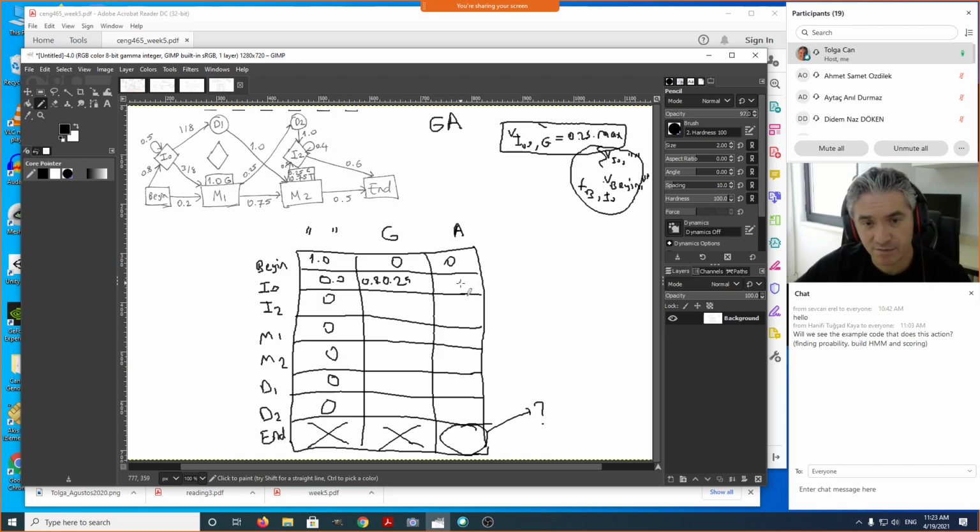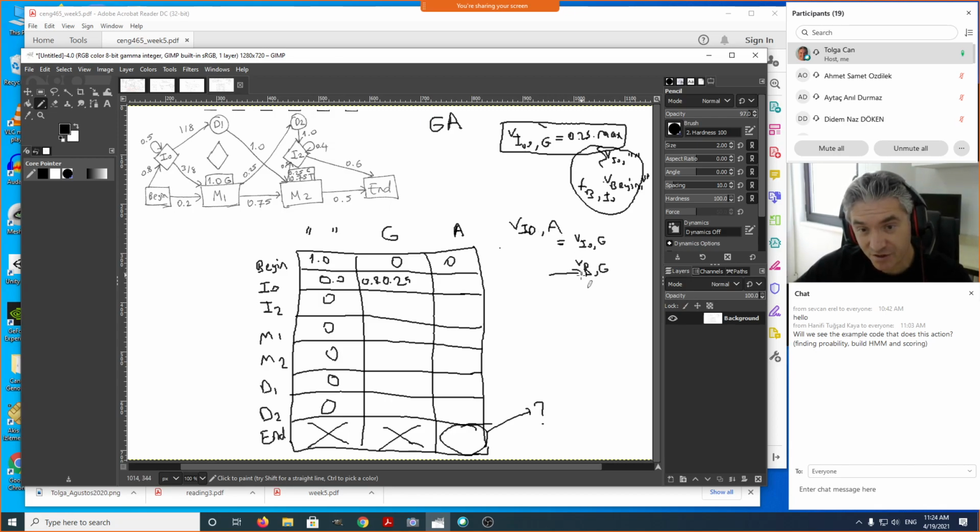Now, we can fill the entire first row, because the only preceding states of I0 are I0 and begin, and all the entries that I need are here. For example, in order to fill in this entry, the I0A, I need to compare two things again: the I0G or V begin G. These are the two possible things that could have preceded I0. Those are the only two possible things.